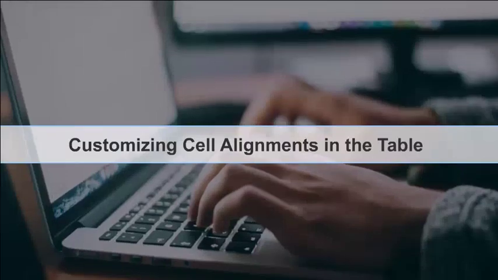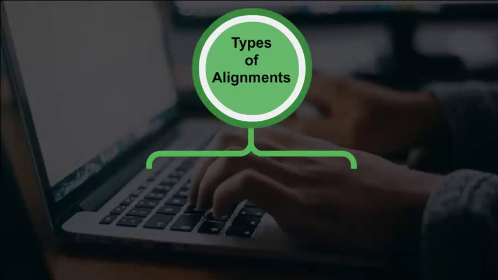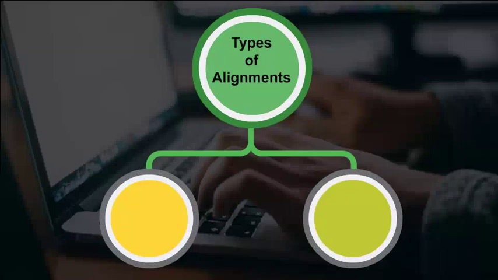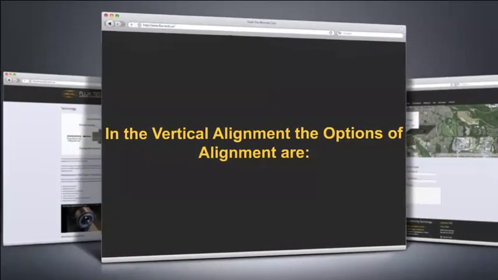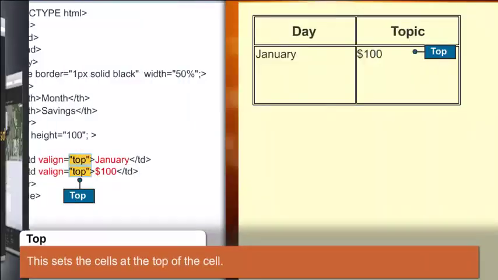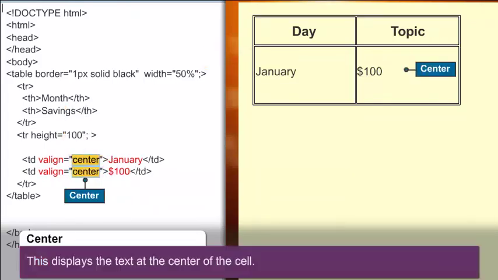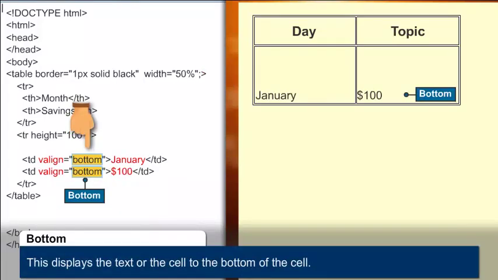Customizing cell alignments in the table. There are 2 types of alignments we can give in the table cells: vertical and horizontal. In the vertical alignment, the options are: top. This sets the text at the top of the cell. Center. This displays the text at the center of the cell. Bottom. This displays the text at the bottom of the cell.